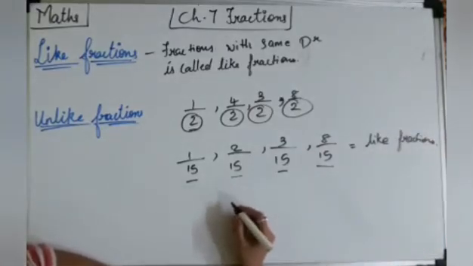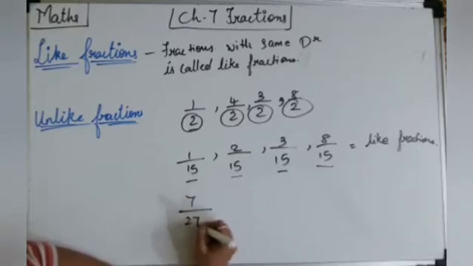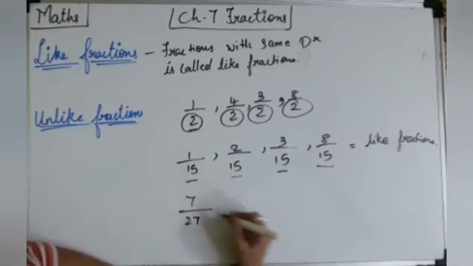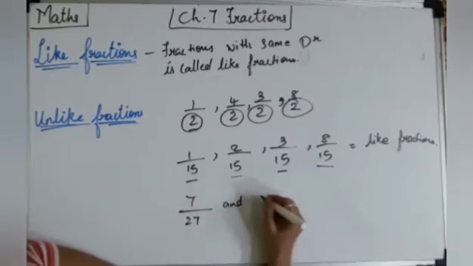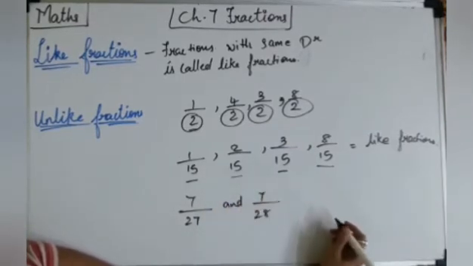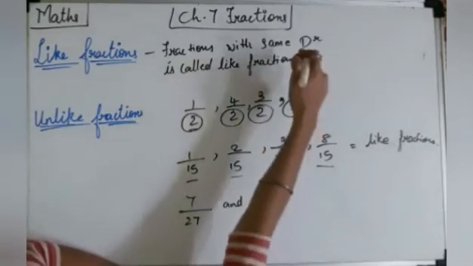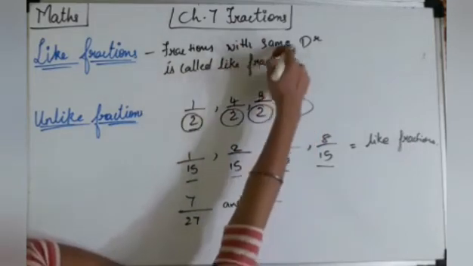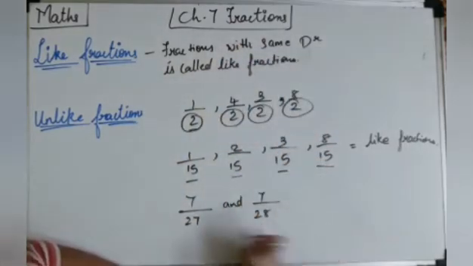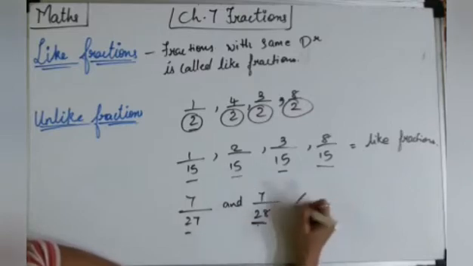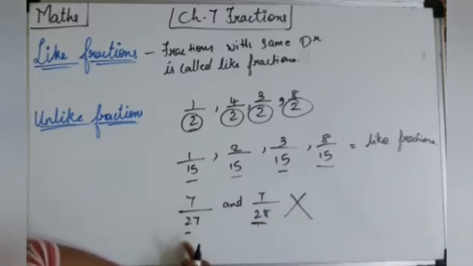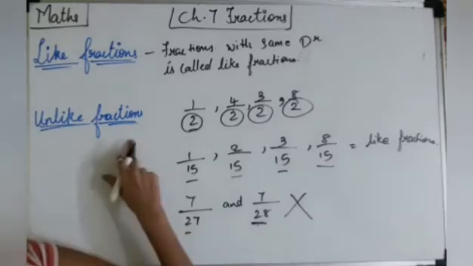Then they are asking, are 7 upon 27 and 7 upon 28 like fractions? So here I have written the definition: the denominator should be same. Same denominator is called like fraction. Here it is written 27, here it is written 28. So they are similar? No, they are not similar. So if they are not the same, what are they? They are called unlike fractions.